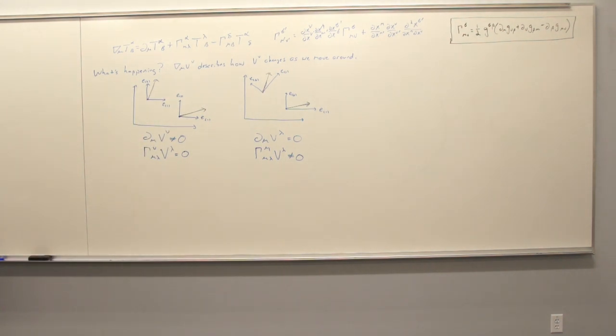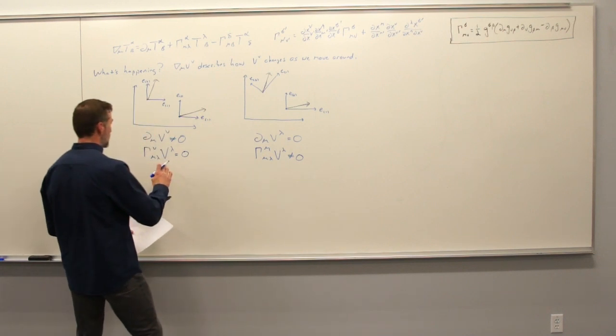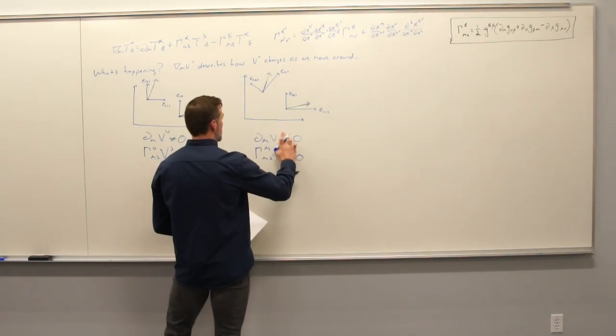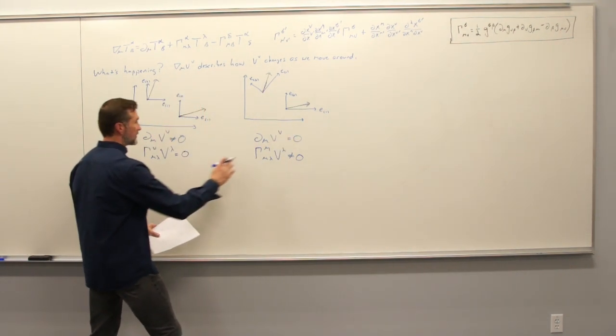Is there any particular reason you picked lambda instead of mu between the first two? No. Yeah, this should be a nu. Okay. And this should be a nu.